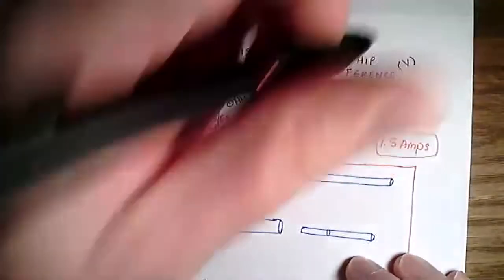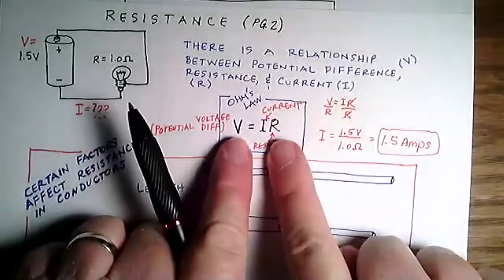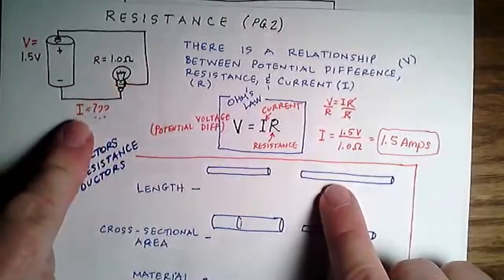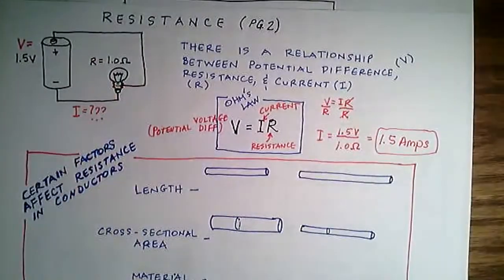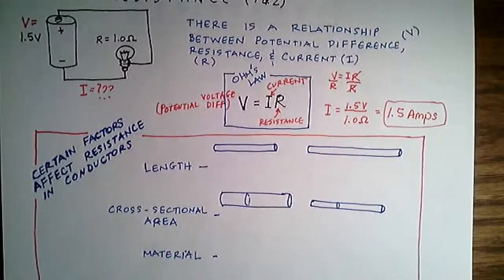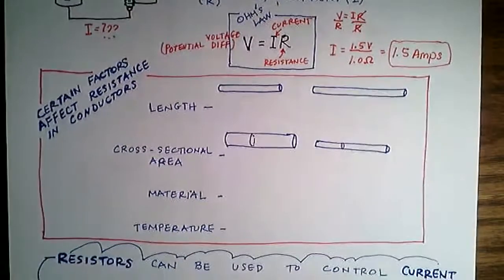Okay. So it's pretty easy to use this formula to figure out current. If you know 2 of these, you can figure out the other one pretty easily by just doing a little bit of algebra. Okay, and you guys are going to get an assignment that is similar to that tomorrow. All right, moving on.